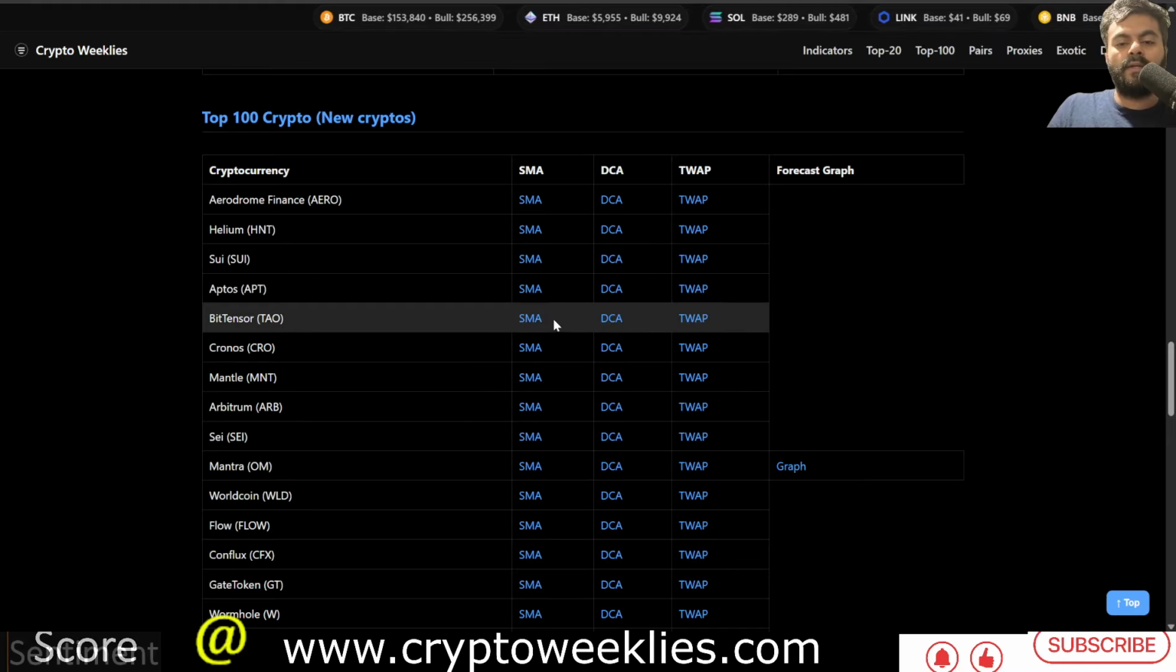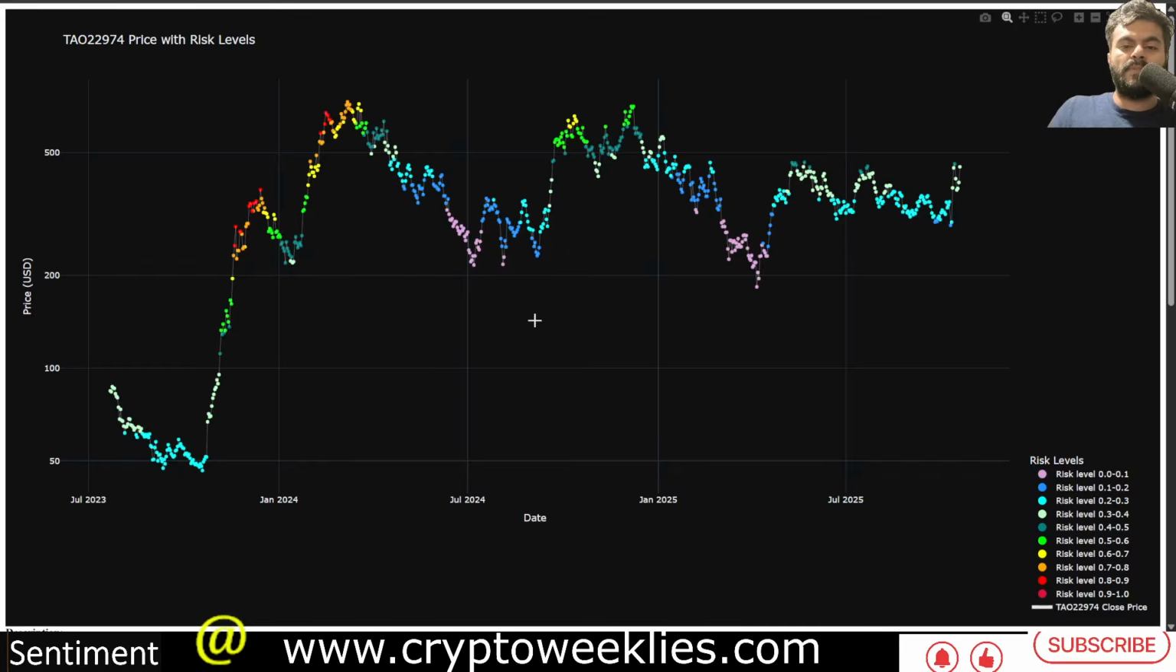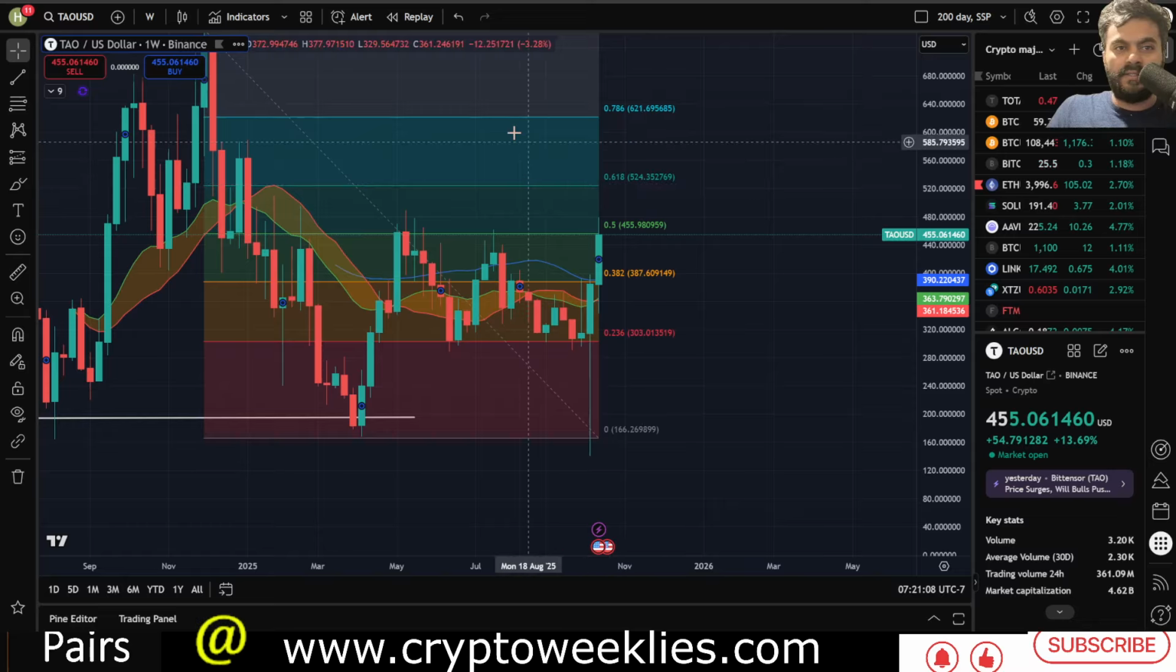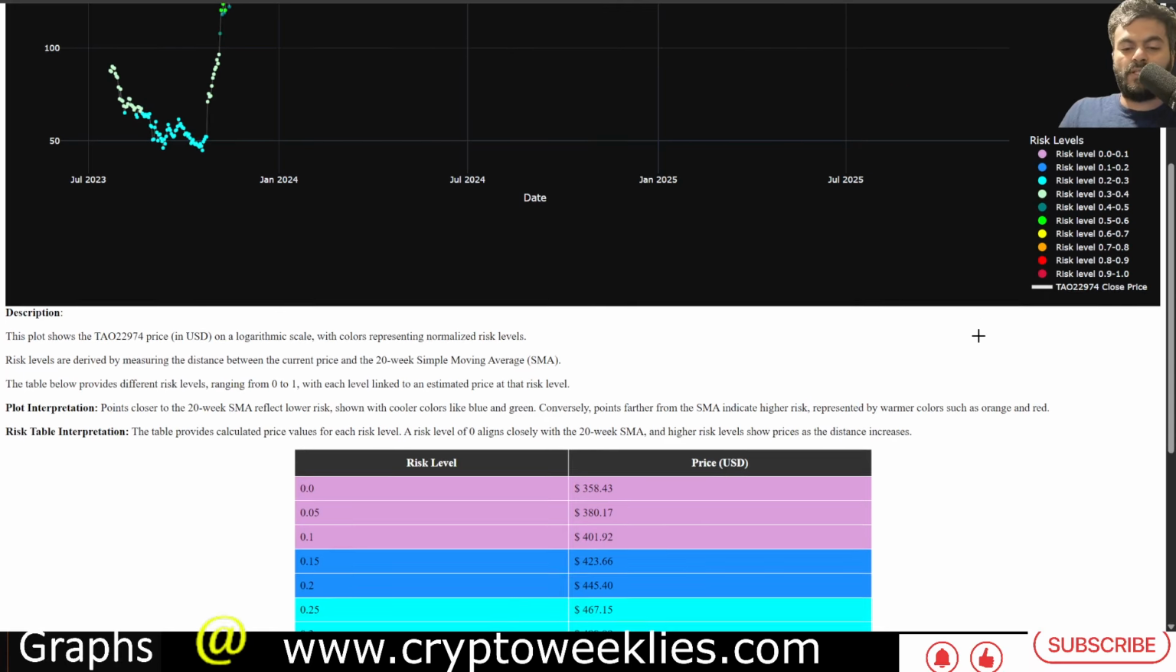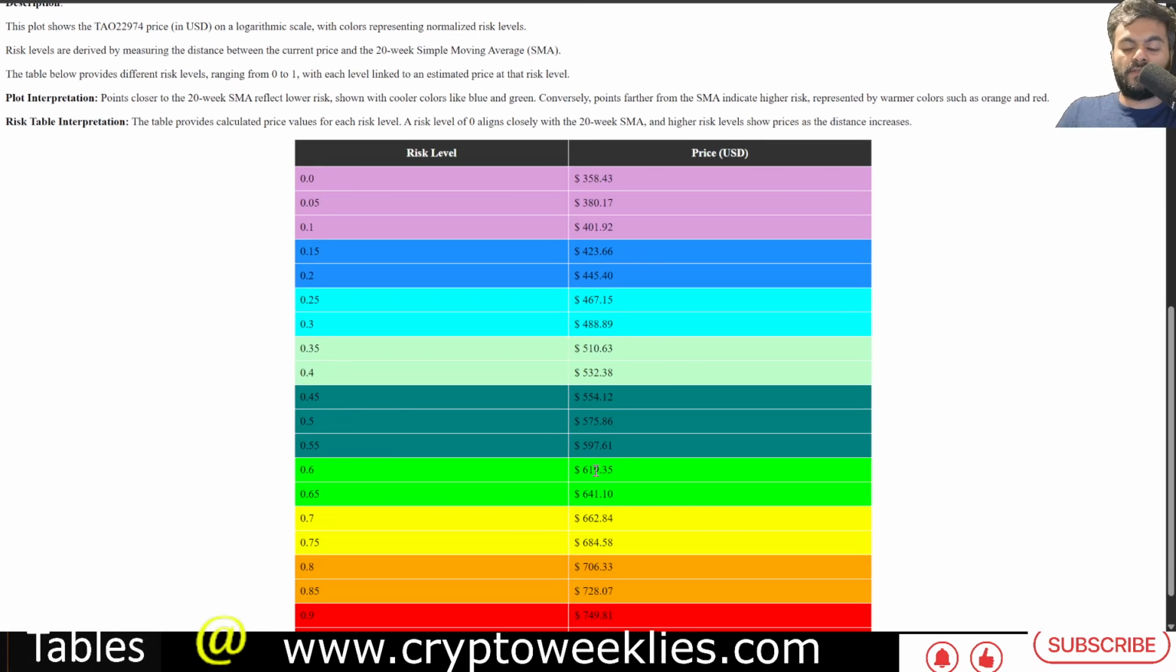If we were to look at the simple moving average price based risk model, the 20-week simple moving average price is at around $360, whereas the price is about $100 higher than the time weighted average price. So definitely some risk involved per this model, at around 0.43. If it were to go to the intermediate zone between 0.6 and 0.7, the price forecasted for BitTensor and token TAO is between $620 and about $660.